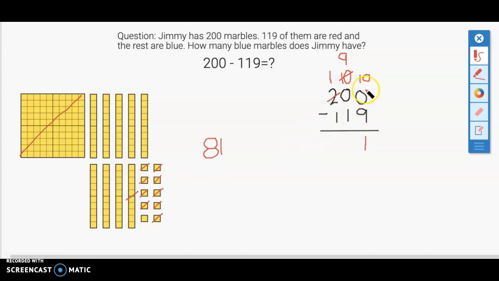Go back to our standard algorithm. We go to our tens place, and 9 minus 1 equals 8. And then if we go to our 100 place, 1 minus 1 equals 0. So even though these are represented differently, they both come out with the same answer, and we're doing the same things with each problem, just representing them in different ways. So our answer for our equation, 200 minus 119, equals 81.